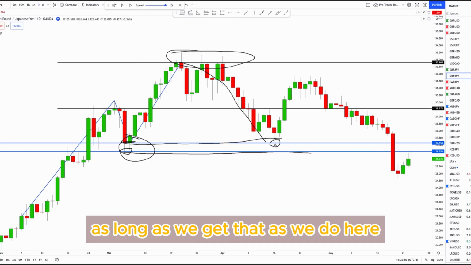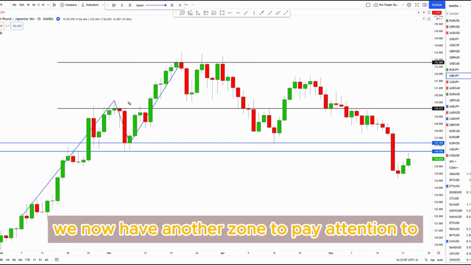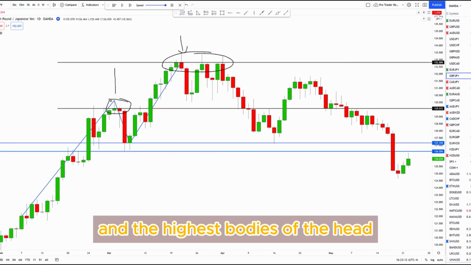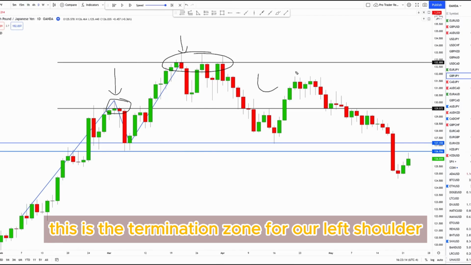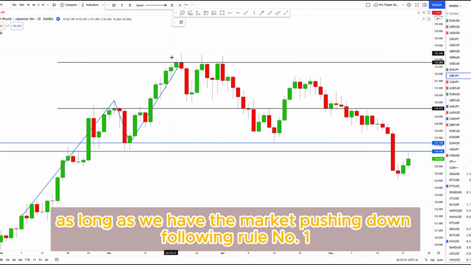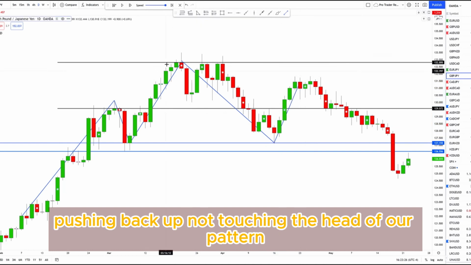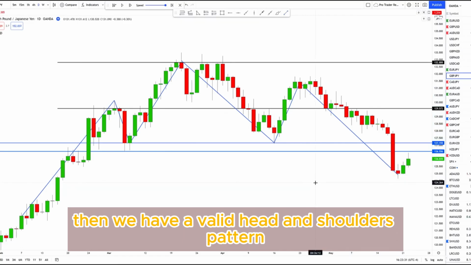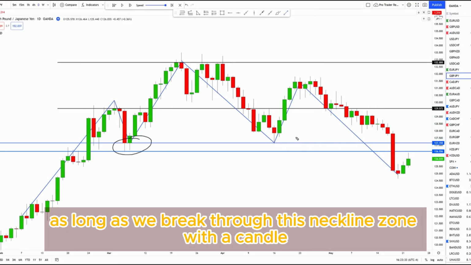As long as we get that, as we do here, and the market starts pushing higher, we now have another zone to pay attention to between the highest bodies of a right shoulder and the highest bodies of the head of our head and shoulders pattern. This is the termination zone for our left shoulder, which is this right here. As long as we have the market pushing down, following rule number 1, pushing back up, not touching the head of our pattern, and at least testing the right shoulder, then we have a valid head and shoulders pattern as long as we break through this neckline zone with a candle.